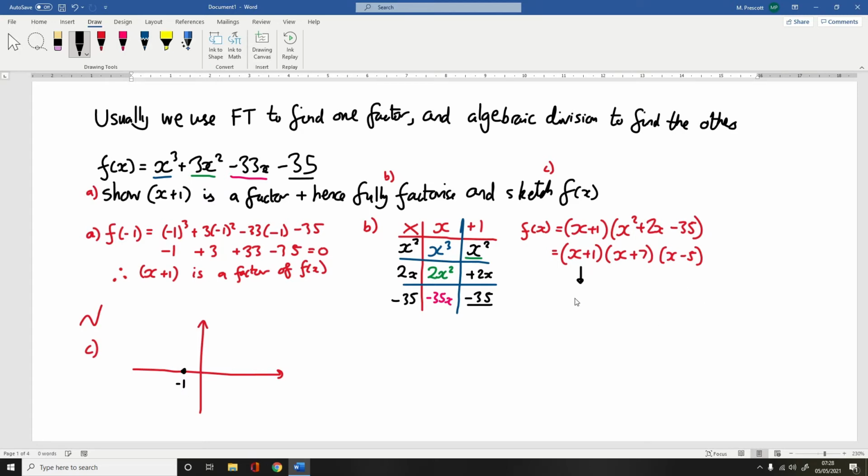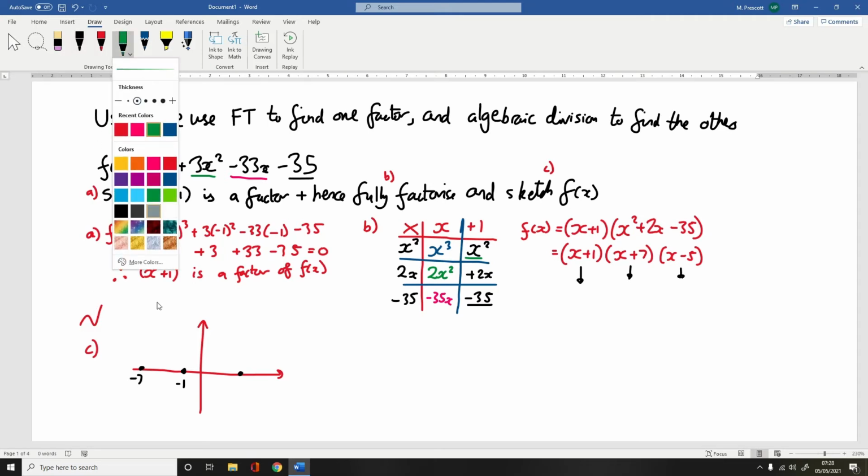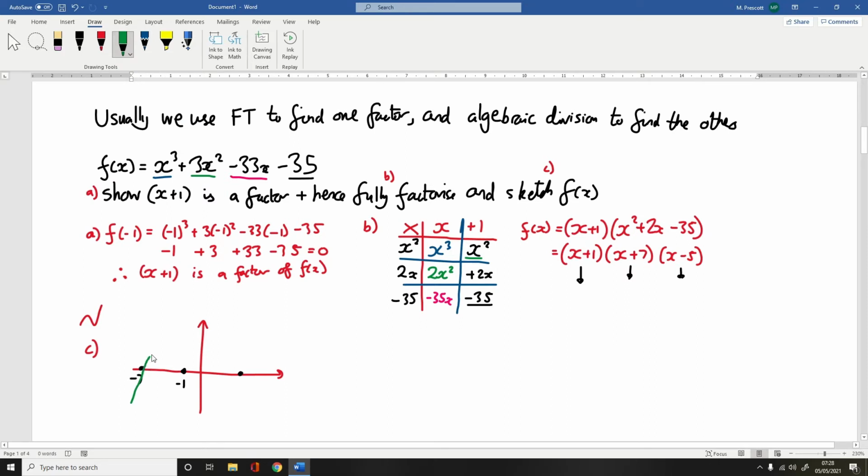That comes from this factor here. We know it crosses at -7. That comes from this factor here. And we also know it crosses at 5. That comes from this one here. We know the shape, so let's put those two things together and let's draw our cubic. It's going to go up and down and up again. We could also say that it crosses the y-axis at -35 because that's the intercept at the end, but normally we're just interested in those points.